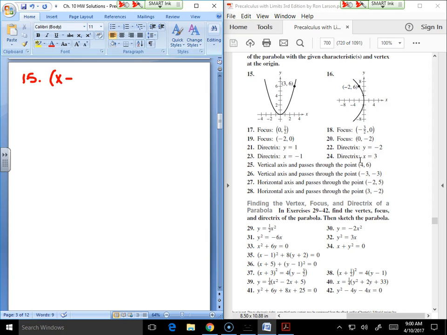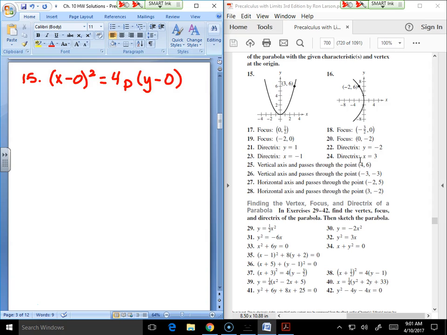But we're going to have x minus the vertex of the x, which is just 0, so (x - 0)² equals 4 times p. I'm not quite sure what p is, but I know the y value of the vertex is 0. So we almost have everything. The only thing we're missing is p, and what extra piece in number 15's graph did they give us? A point. And so we have x is 3, when x is 3, y is 6.